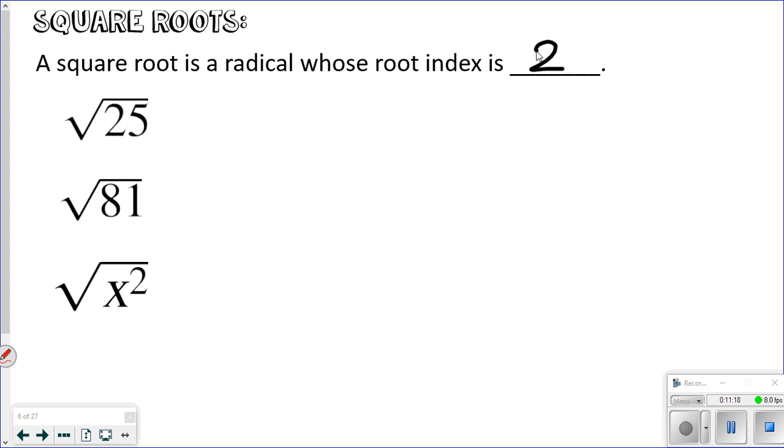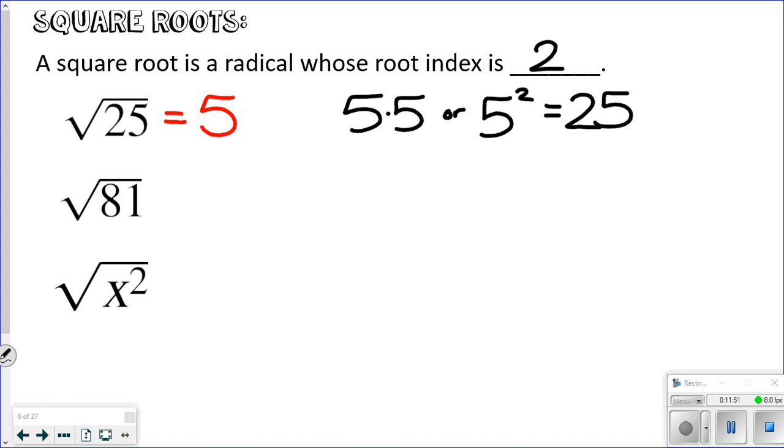So finding the square root of a number is the inverse, or the opposite, of squaring a number. So that's why exponents and radicals undo each other. So if I'm saying what is the square root of 25, the answer is 5. Why? Because 5 times 5, or we could say 5 squared, equals 25. So again, finding the square root of a number is the inverse of squaring a number.